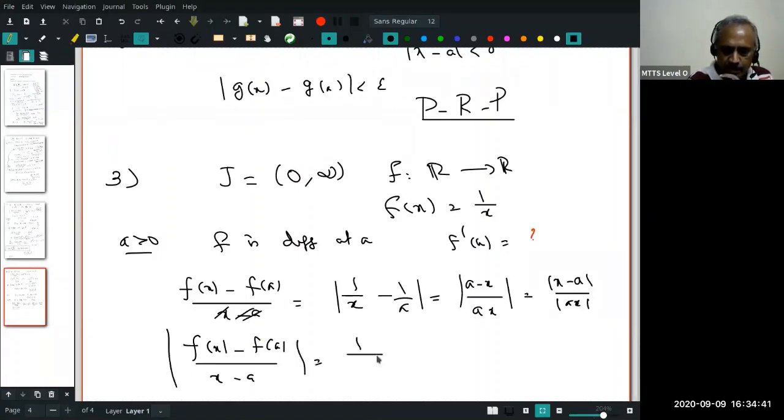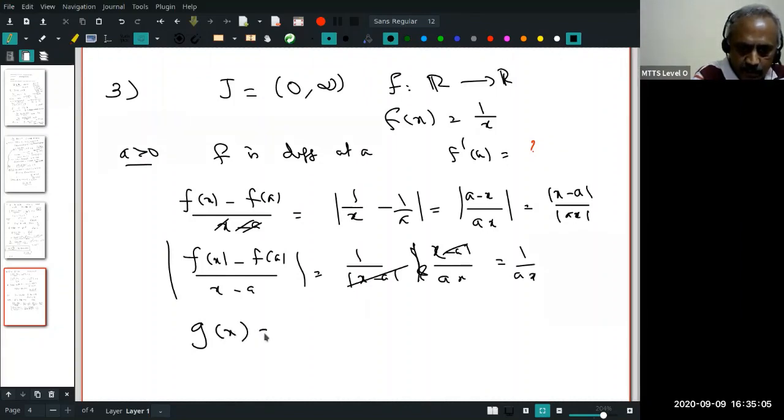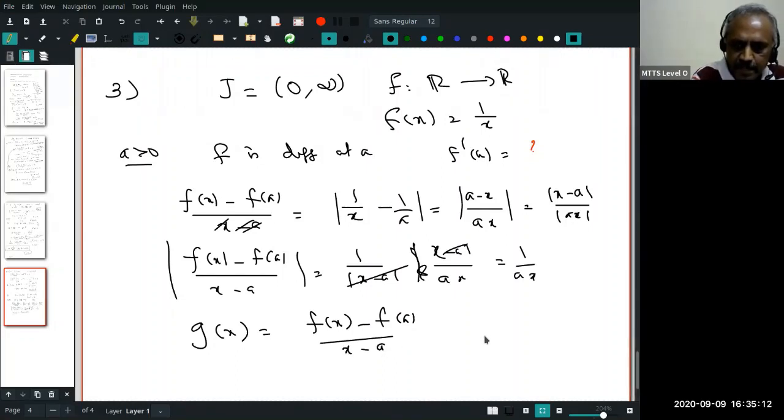Therefore, what is mod f(x) minus f(a) by x minus a? This is going to be 1 by mod x minus a, into mod x minus a by a x. That I can remove. Therefore this is 1 by a x. You follow that? Now I will do the same trick. Let me take g(x) to be the function f(x) minus f(a) by x minus a.